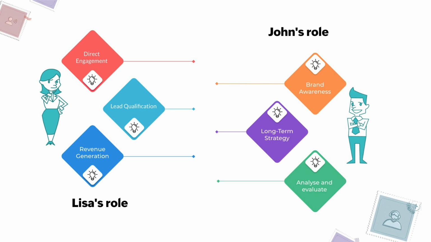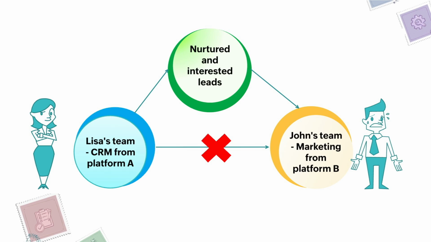Now, if they are both using different platforms, like different sales and different marketing platforms which don't communicate with each other, there's a disconnect between them. So they cannot see what John's marketing team is doing and what Lisa is doing. They don't have any connection, so it will be really hard and they will not be on the same page.